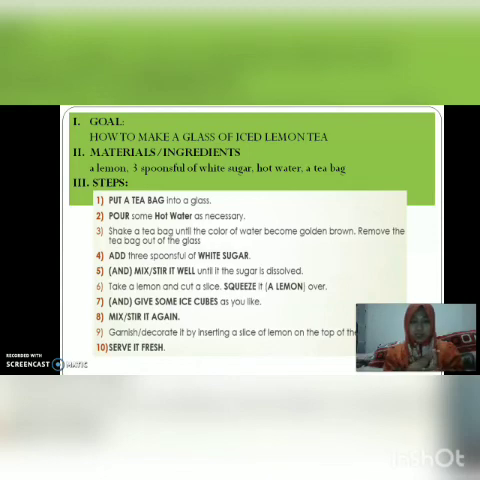So you have to mix and stir it twice. The first one is for dissolving the sugar, and the second one is after you give some ice cubes to the glass. Okay, and then garnish or decorate it by inserting a slice of lemon on the top of the glass. And the last one is serve it fresh.